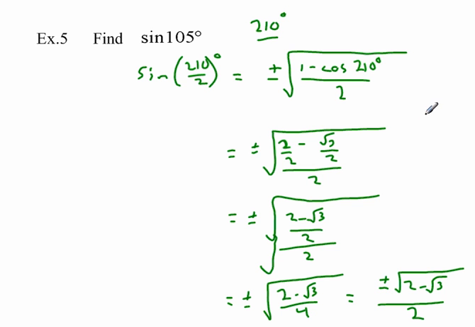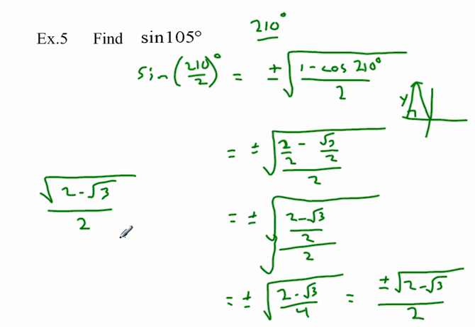105 degrees, if we were to sketch this, would be right about here. The sine of that angle would go upward here. So this quantity right here would be positive. So our answer is a positive quantity. So here's our answer: the square root of 2 minus the square root of 3, over 2. Careful. The biggest mistake people make is they keep that plus minus in their solution. Really, we can't have a positive and a negative answer.